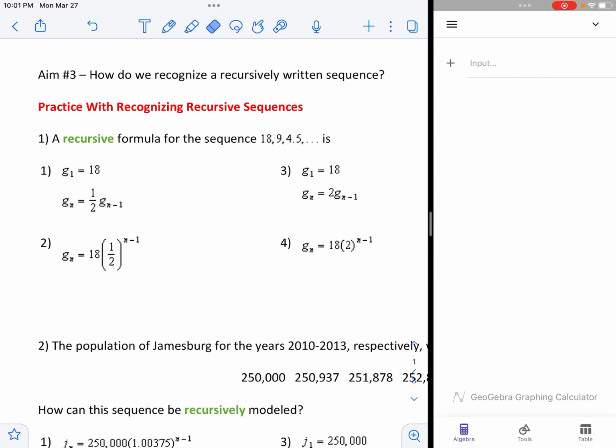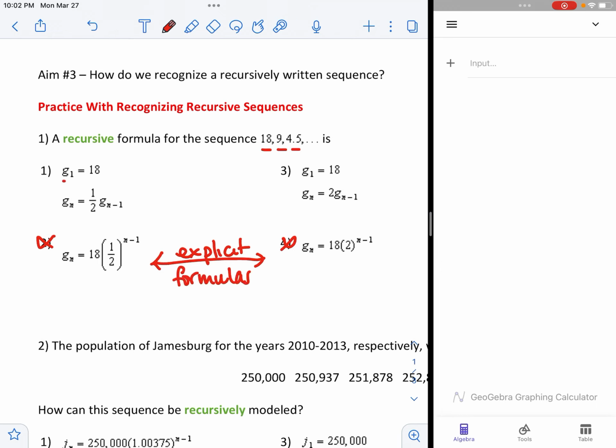We are going to spend another night on recursive formulas. Here they give you a sequence, 1, 2, 3 numbers, and ask you to identify which is the recursive formula for that sequence. Of the 4 choices, only 2 of them are recursive. Choice 2 and 4 are both called explicit formulas. We'll talk more about them tomorrow night.